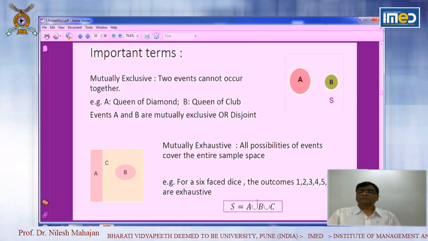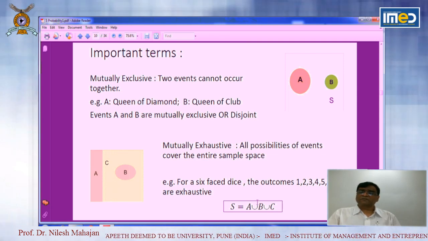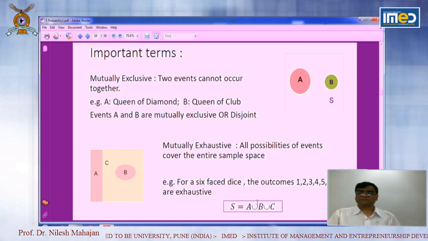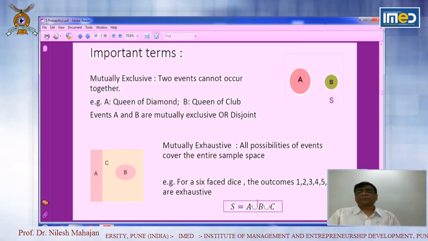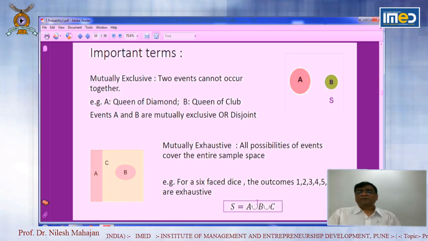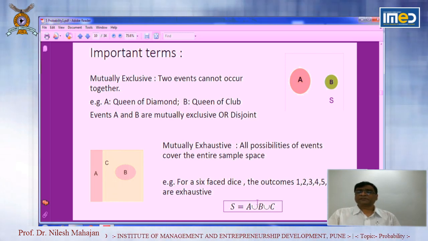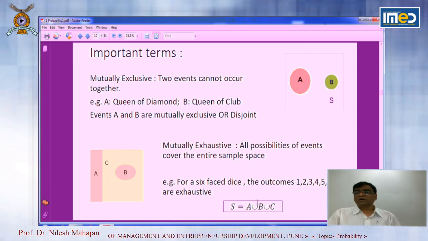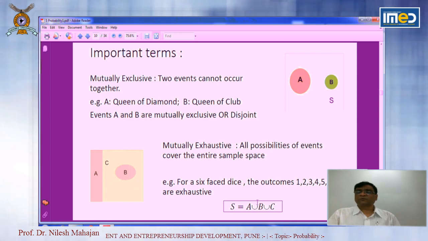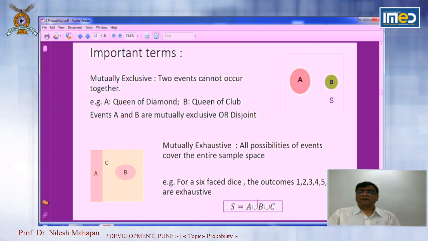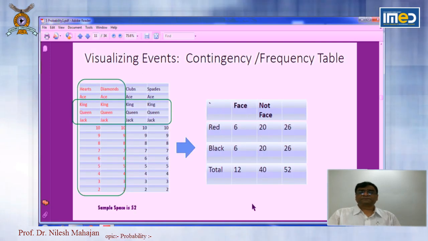All possible events cover the entire sample space. This is called collectively exhaustive. Example, for a six-faced die, the outcomes 1, 2, 3, 4, 5, 6 are exhaustive and define S equal to A union C.